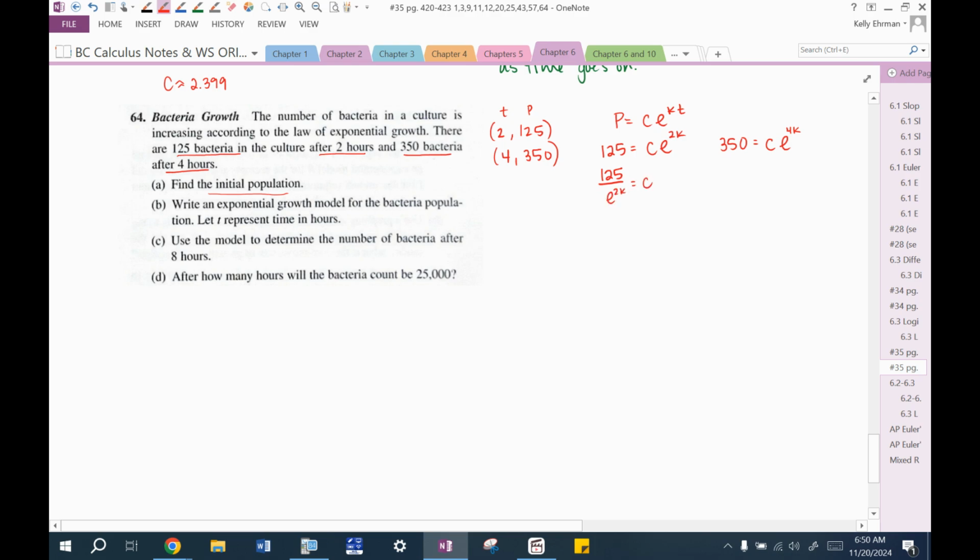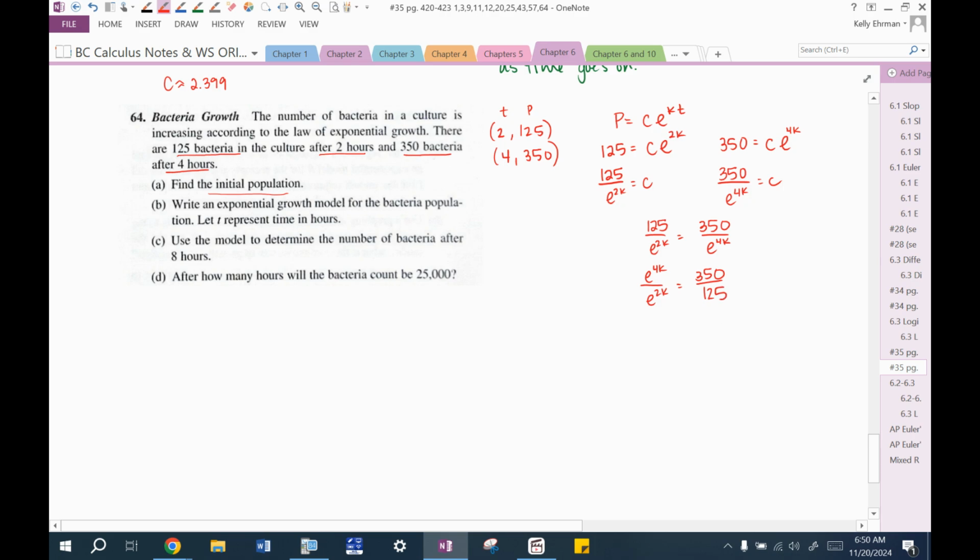This is one way to do it. So C can equal 125 divided by e to the 2k. And similarly, C is 350 divided by e to the 4k. So if I set these two equations for C equal to each other, I can work with them a little bit. Now, I would like to get the e's out of the denominator. I'm going to multiply e to the 4k up here, and I'm going to divide 125 over here.